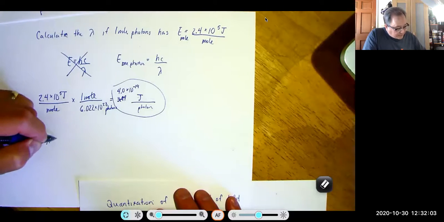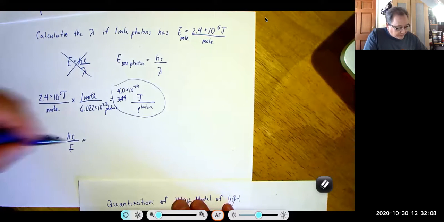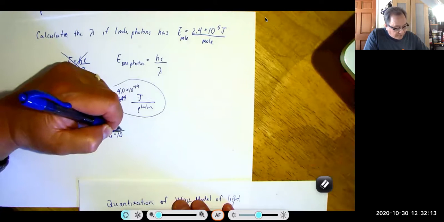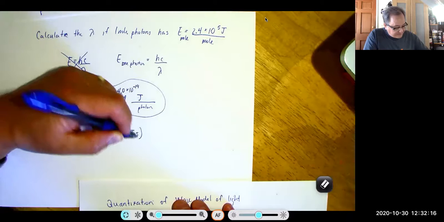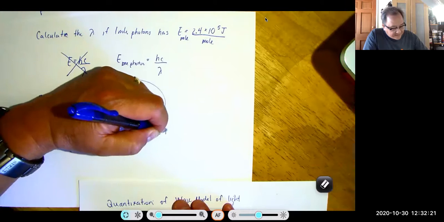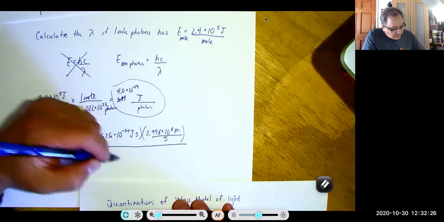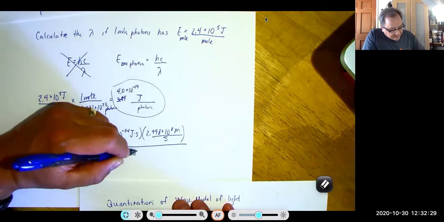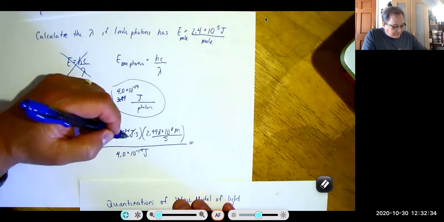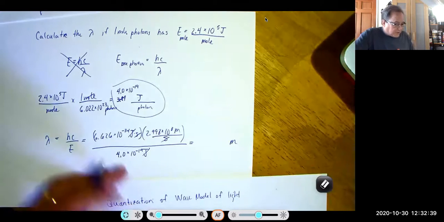So lambda is equal to hc over energy. And now we can use the equation. So 6.626 times 10 to the minus 34 joule seconds, times 2.998 times 10 to the 8th meters per second, divided by 4.0 times 10 to the minus 19 joules. Joules cancel, seconds cancel, and we'll be left with meters. So go ahead and do this work and tell me what answer you get.